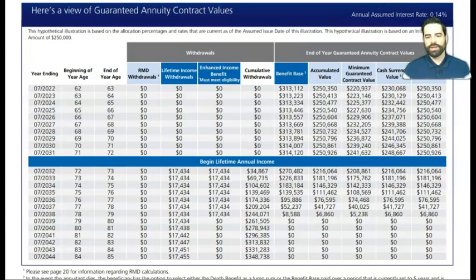Now, these are the guaranteed values. As long as your client lives, they'll continue to get that income, okay? But if they pass away, there may be something left for their beneficiaries, there may not. So here's that death benefit. If I use my income that first year and then I pass away, 216 is what's left for my beneficiaries or my heirs, okay? If I pass away at 82, I'll still be getting income till that point, but there'll be nothing left for the beneficiaries, okay? Because I've used everything with that income, okay?